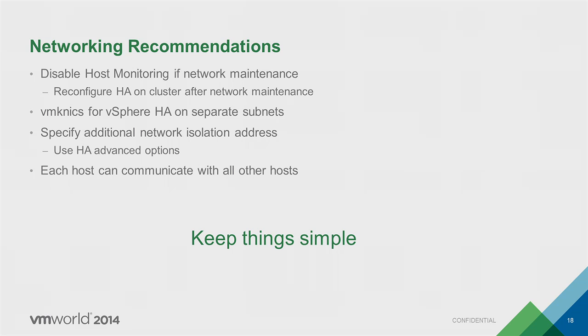And if they're on different subnets, by default HA picks up only one isolation address, which is the default gateway, the management gateway's address. So if you have multiple subnets, you could use the HA advanced options to provide more isolation addresses. Bottom line is just keep things simple, because you can predict the failure scenario. It's easy to manage.